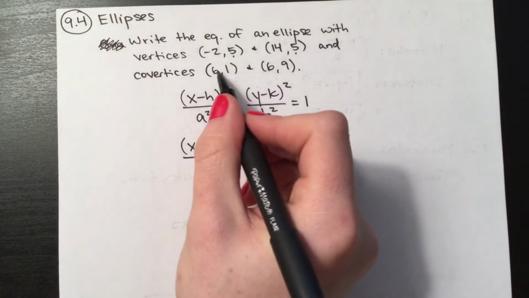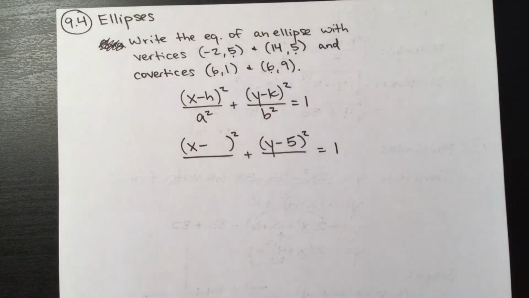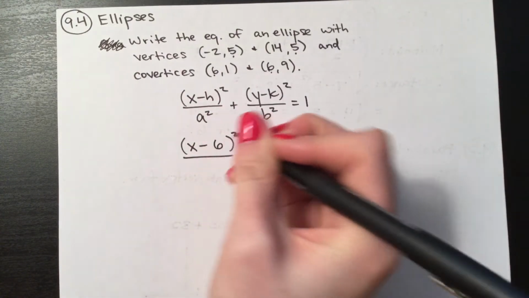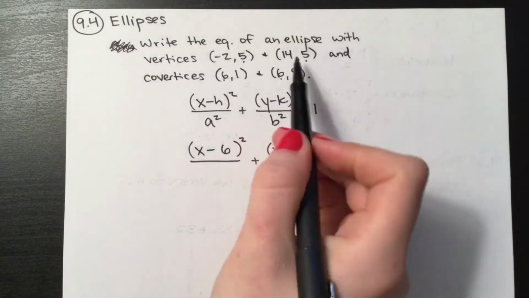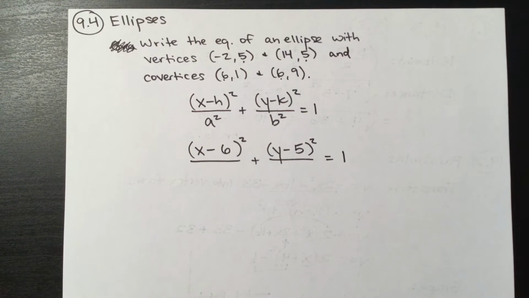So what that means is that the x-coordinate of the center is 6. So we can put a 6 right here. Okay, so it should be pretty easy to pick out what the center is. It's just basically what the 2 ordered pairs have in common. Okay, so now, next thing I want you to look at is the change in x.